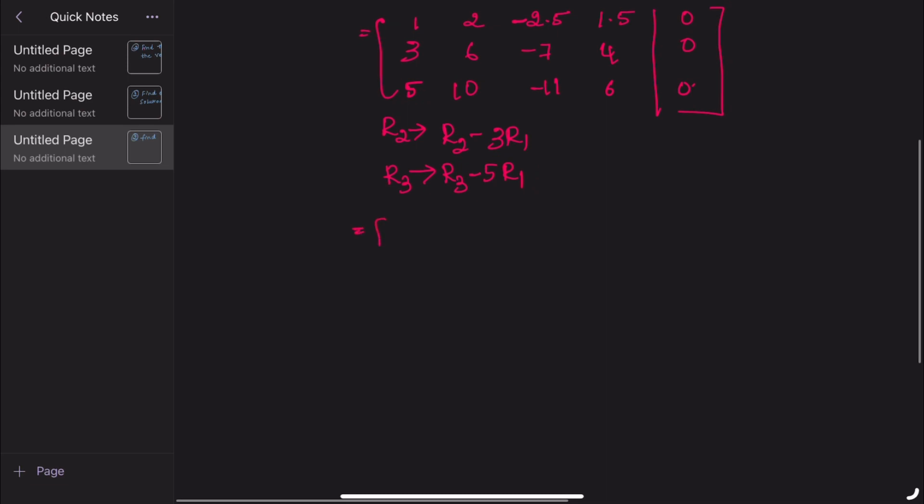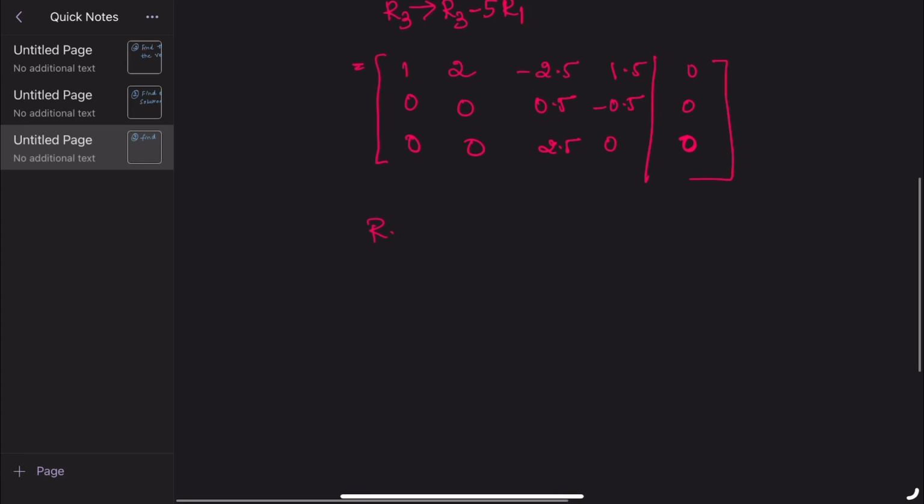So what will I get? The first row remains as it is. Let me write it down: 1 2 -2.5 1.5 0, and then 0 0 0.5 -0.5 0, then 0 0 2.5 and 0 0. All right, now R2 changes to R2 times 2. We'll multiply row 2 by 2. So it's 1 2 -2.5 1.5 0, then 0 0 1 -1 0, then 0 0 2.5 0 0.